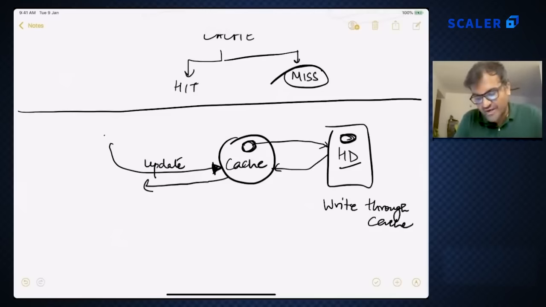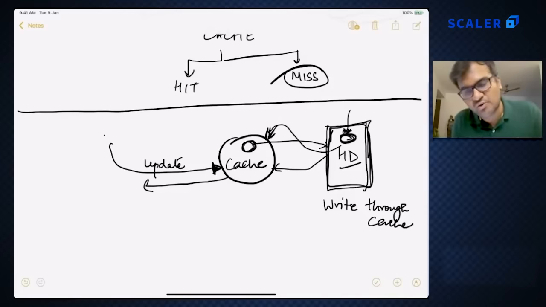Or the other way could be that if the database is aware of where my caching system is, whenever there is a profile update, the database tells the cache to throw away whatever information I have regarding my profile, because that is now out of date. And only once the write has been done and invalidation has been done, only then you return success.